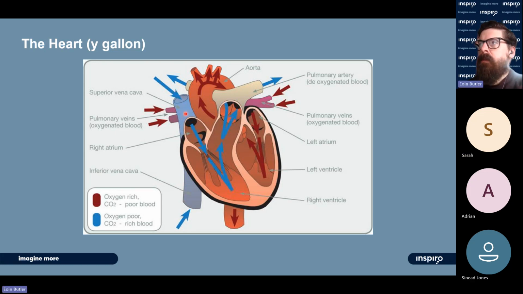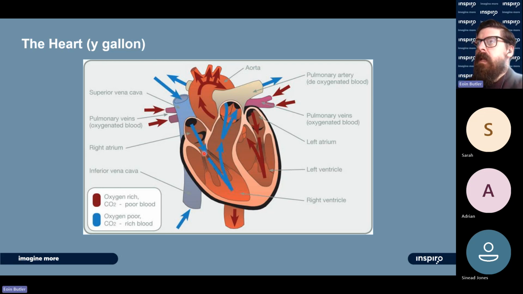Yeah, cool. Okay, so this blue tube here with the blue arrow, so we've got the top one here, which is the superior vena cava, and the bottom one down here, which is the inferior vena cava. Deoxygenated blood carrying carbon dioxide will flow into the right atrium. So this is our right atrium here, which is the top chamber on the right side of the heart. So it's your right side. So as you look at somebody, you're looking at their right side.